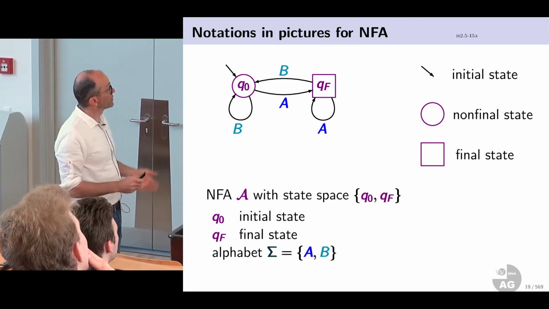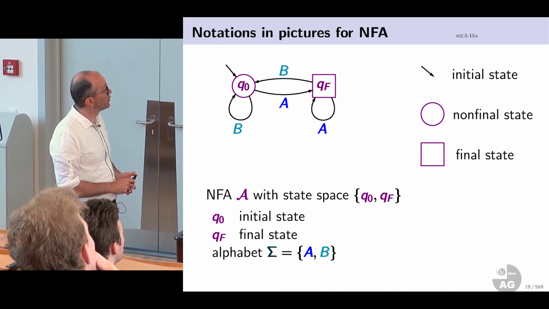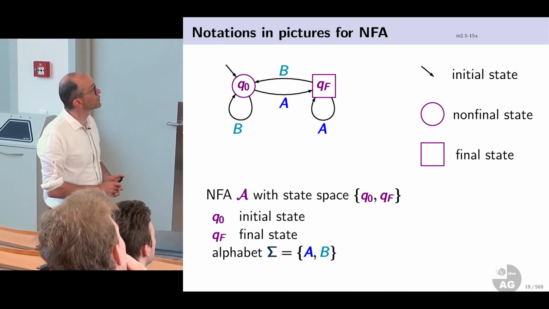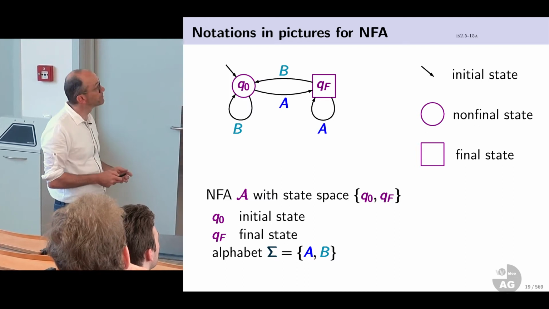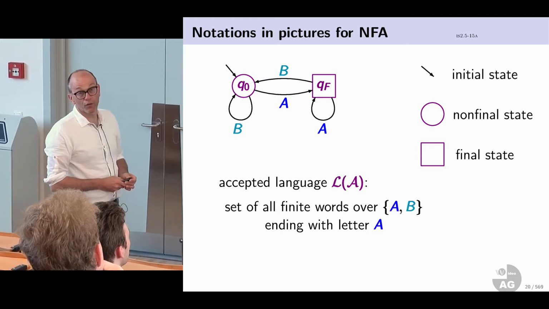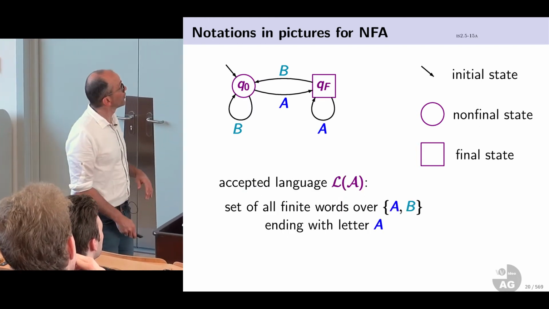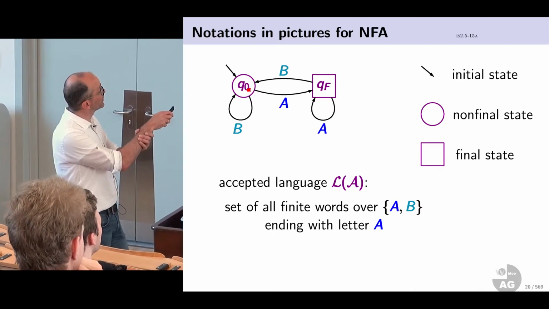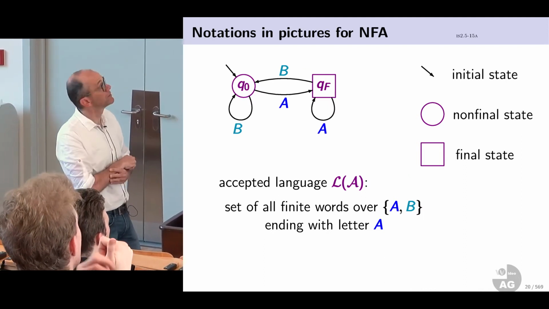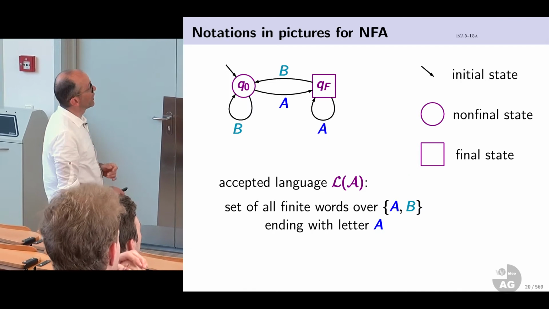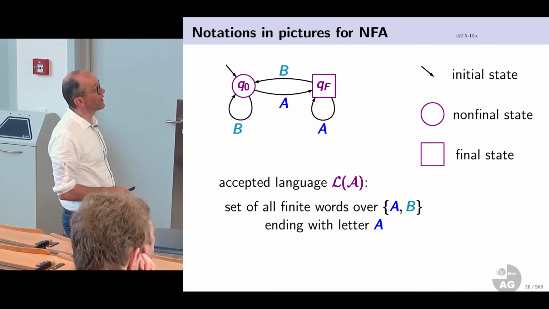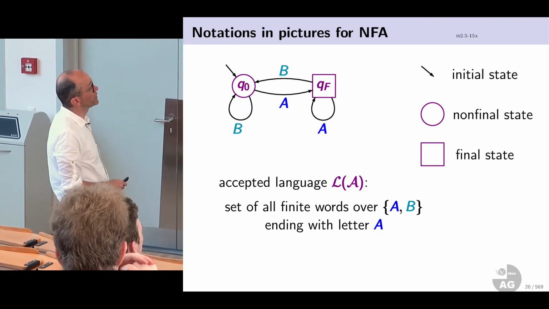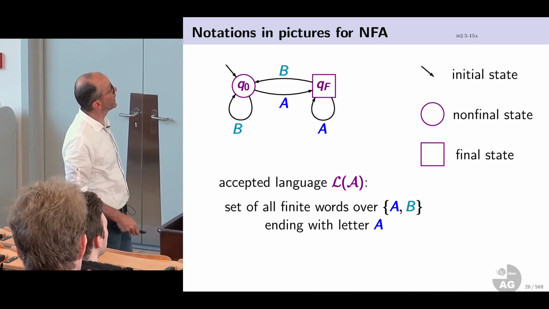Good, so this is an automaton with two states, Q0 and Qf, with one initial state, one final state, and the alphabet is {A, B}. What's the accepted language? Well, that means we have to look at the accepted runs that end in this state. So in this case, it's the set of all finite words over the alphabet that end with the letter A. Why do they have to end with the letter A?